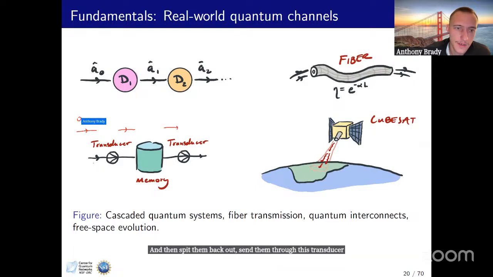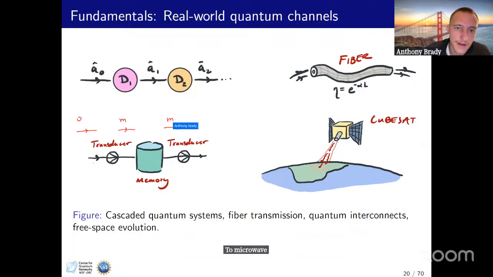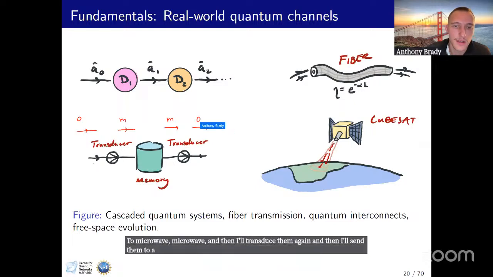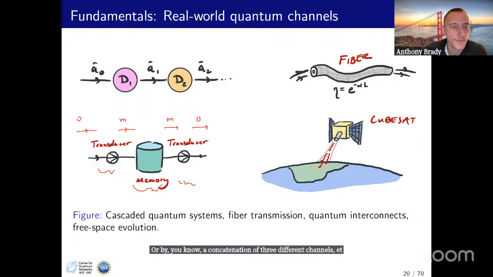So this is like optics to microwave, and then I'll transduce them again, and then I'll send them to a faraway location again in optics. And so again, you can describe all this globally by one big quantum channel, or by a concatenation of three different channels, etc.